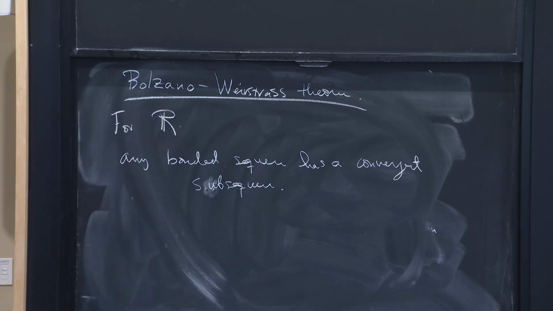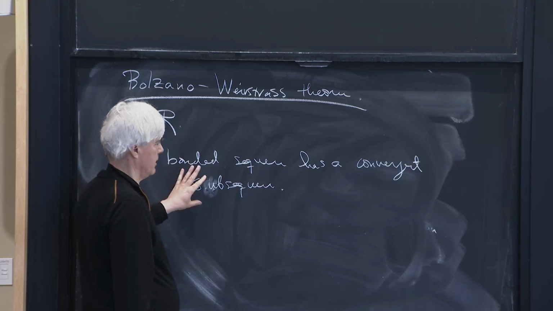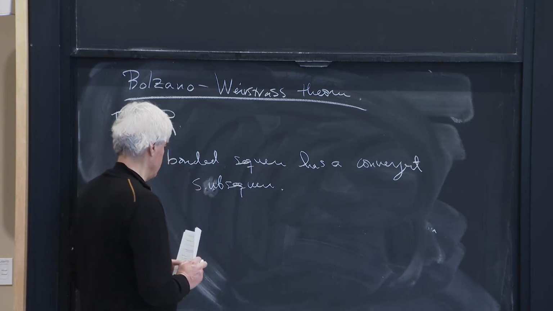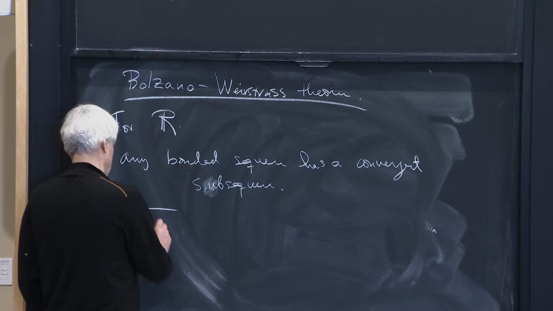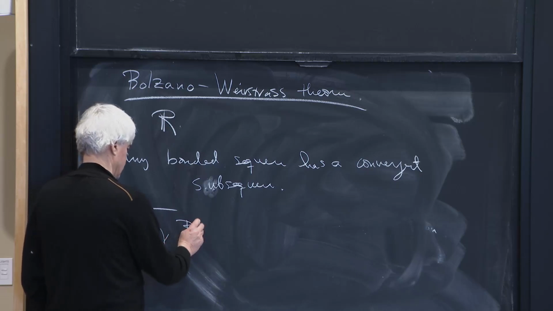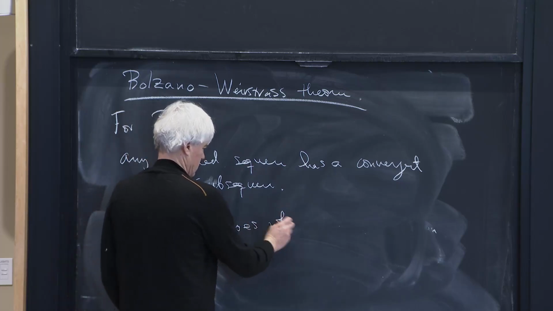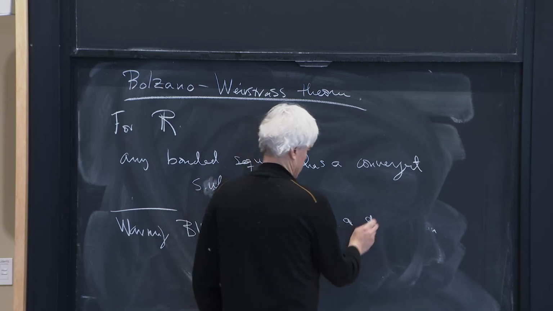In a general metric space, it makes sense to talk about a bounded sequence, right? But it's not always the case that a bounded sequence has a convergent subsequence. So it does not hold. So warning, Bolzano-Weierstrass does not hold in a general metric space.